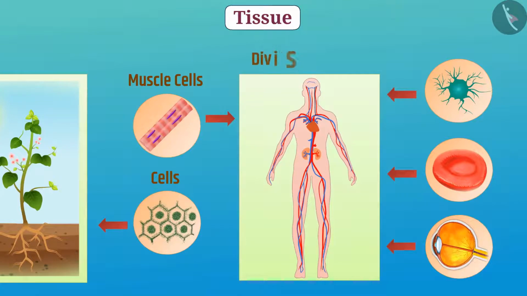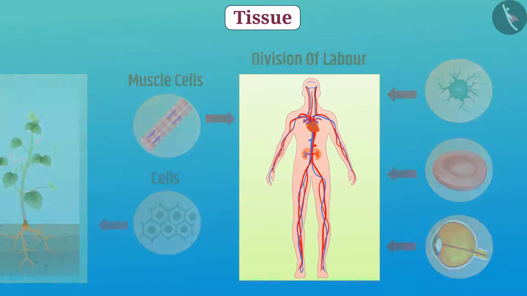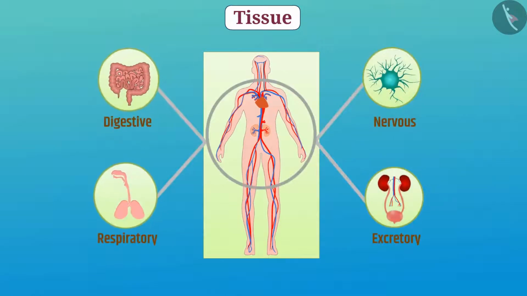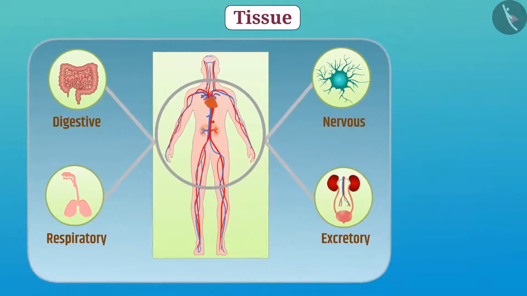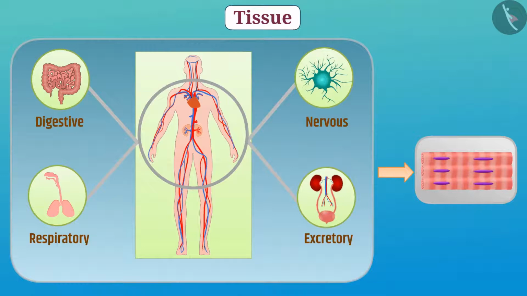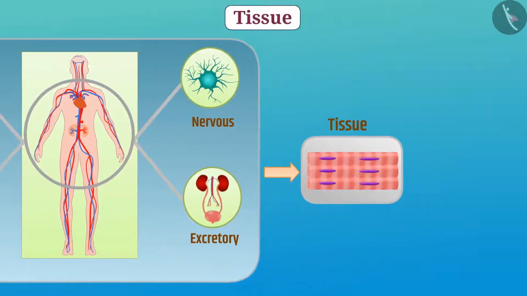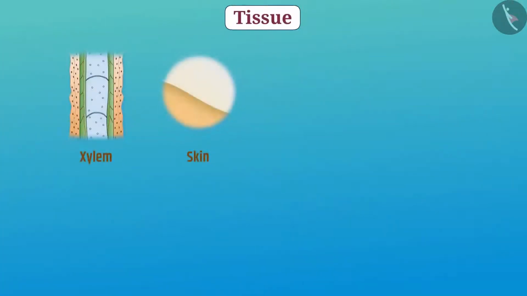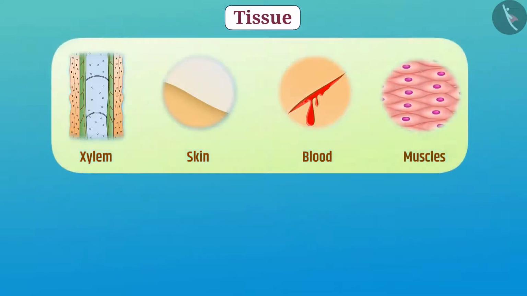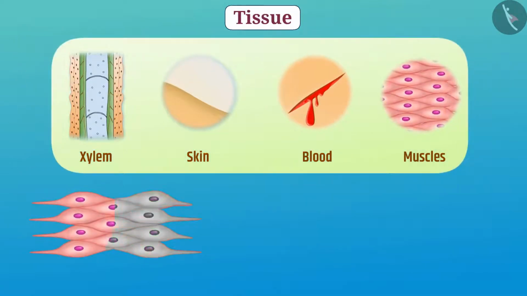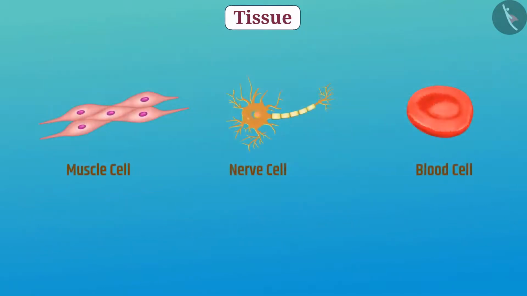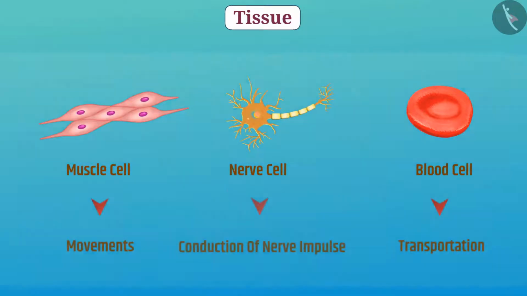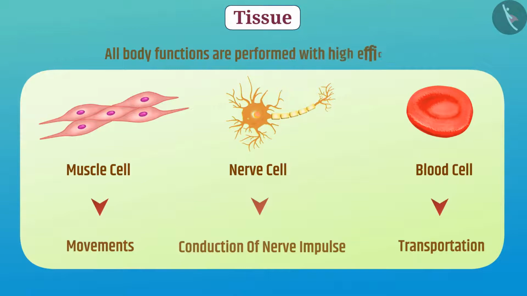This we call division of labor. Therefore, different organs of the body perform different functions. In the body, a specific function is performed by a specific group of cells at a definite place. This group of cells is called a tissue. For example, xylem, skin, blood, muscles are tissues. All the cells of a tissue have the same shape and together perform one function. Due to the special organization of cells and the division of labor, all body functions are performed with high efficiency.